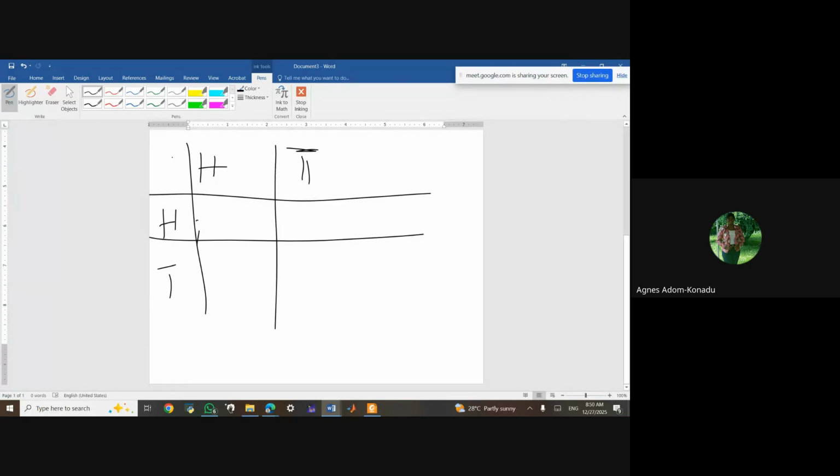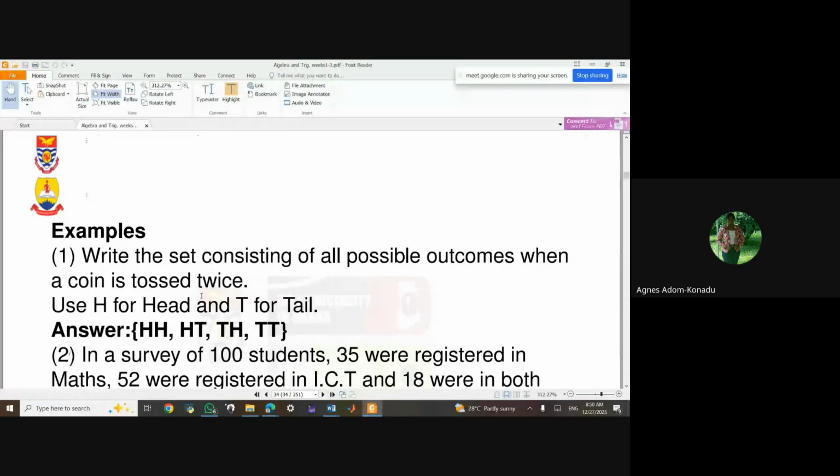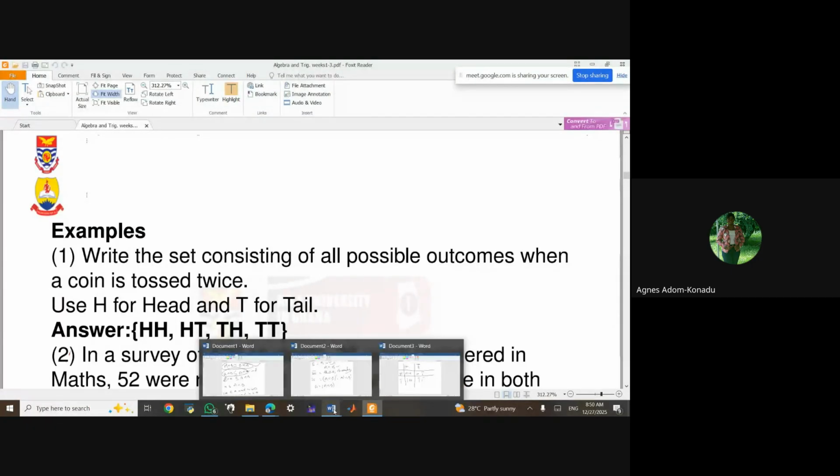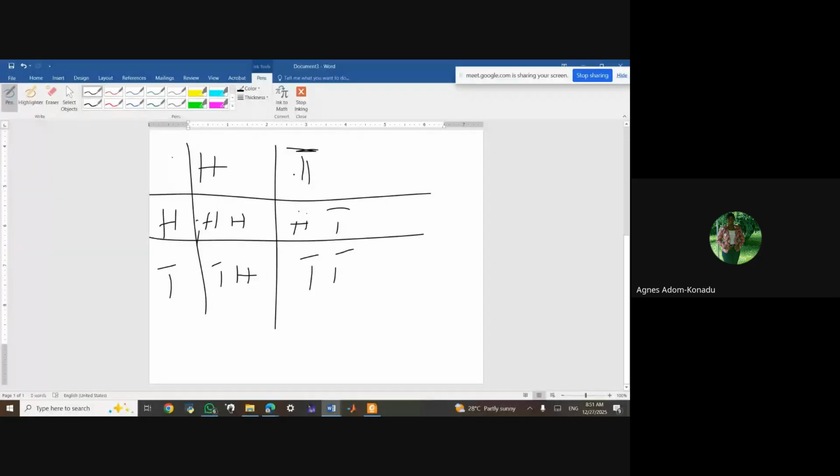Okay, so when we are tossing it once, we're going to get head, head. We have head, tail. And then here we have tail, head. And then tail, tail. Let me see what we have here. Oh, is that all? Okay, so the answer is head, head. So we toss it once, we're going to get either head or tail. We toss it again, we are going to get head or tail. So when we combine them, we're going to get either head head, head tail, tail head, or tail tail.